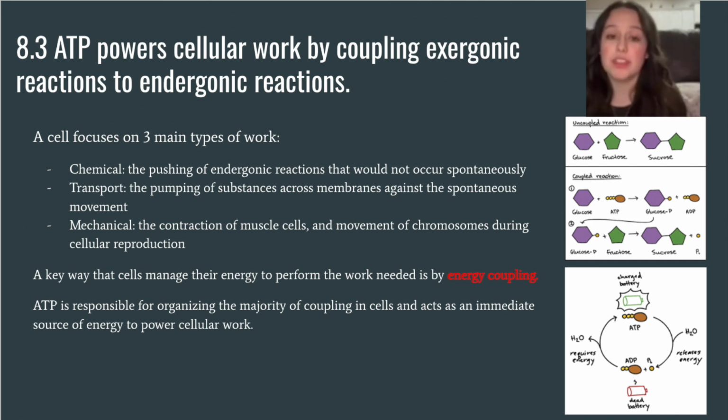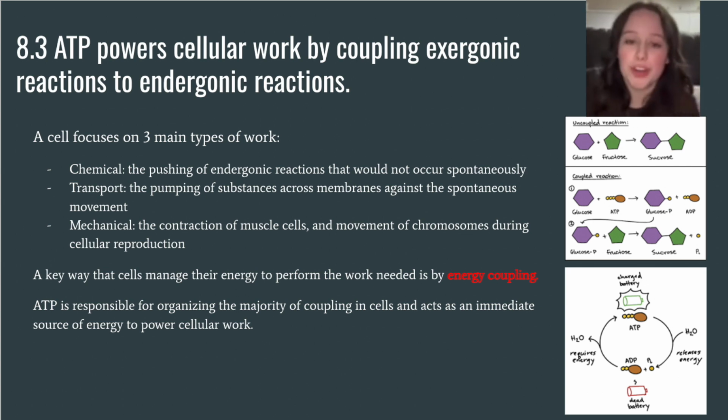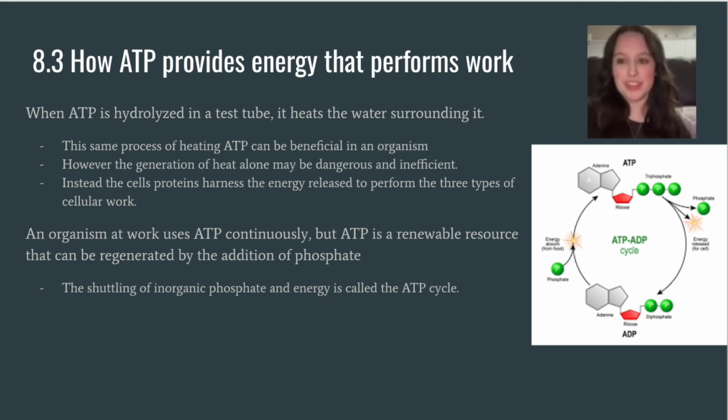A key way that cells manage their energy to perform the work needed is by energy coupling. ATP is responsible for organizing the majority of coupling in cells and acts as an immediate source of energy to power the cellular work. How does ATP provide the energy that performs the work? When ATP is hydrolyzed in a test tube, it heats the water surrounding it. This was discovered based off an experiment that scientists did in a lab. They also discovered that the same process of heating ATP can be beneficial in an organism.